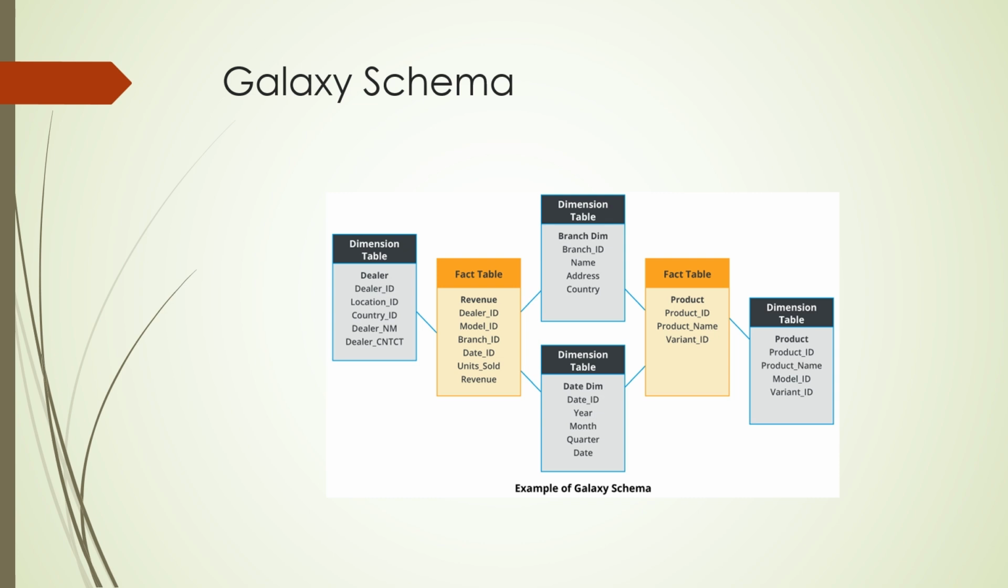So this galaxy schema is for representing a multi-dimensional model. It is a collection of multiple fact tables having some common dimension tables. It can be viewed as the collection of several star schemas and hence it is called the galaxy schema. It is one of the most widely used schemas of data warehouse design and it is more complex than star and snowflake schemas.